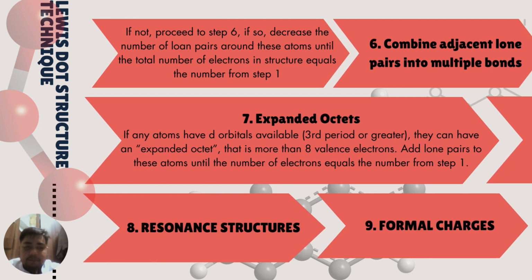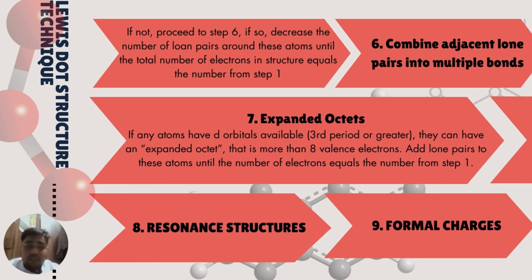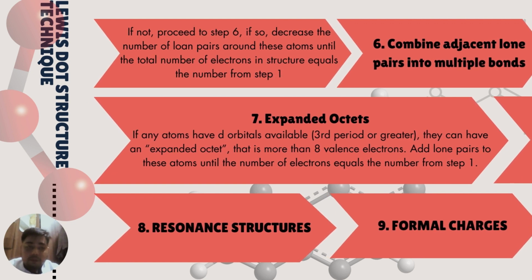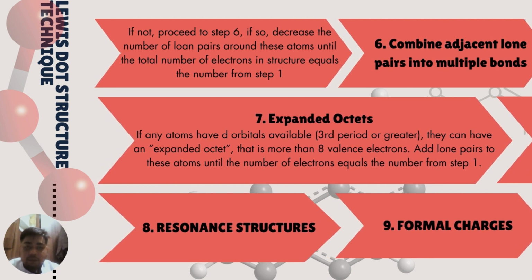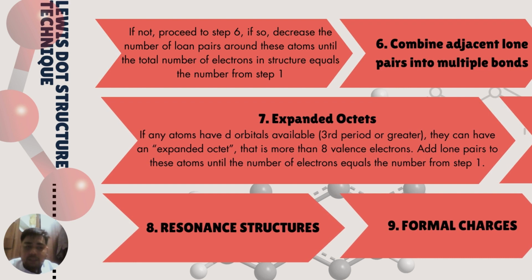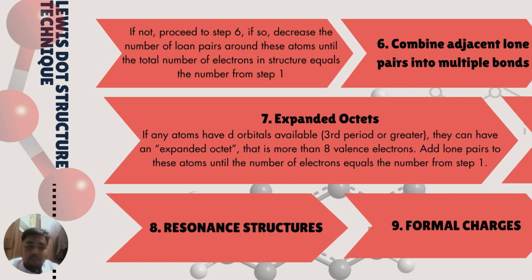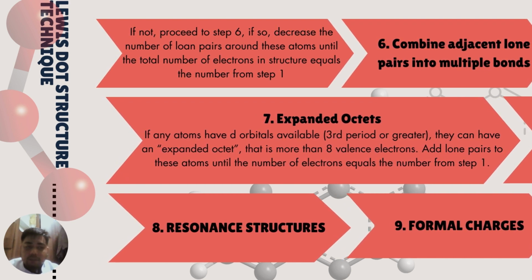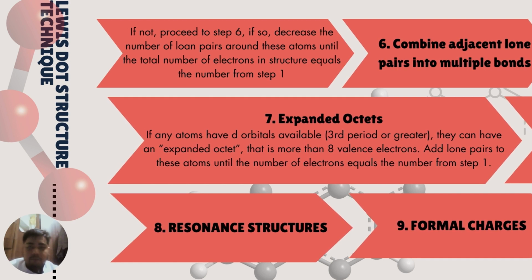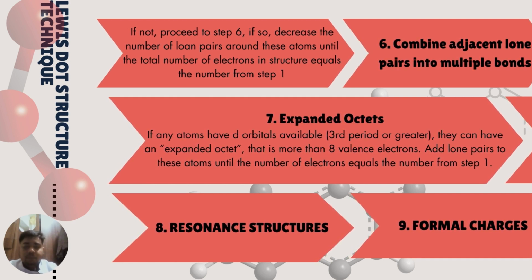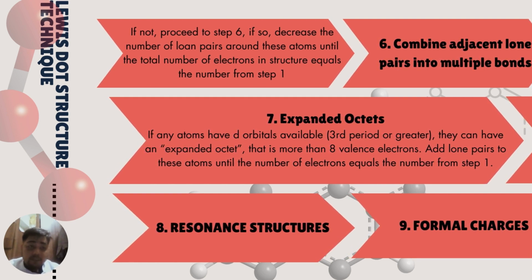The seventh step is the expanded octet. If any atoms have d orbitals available, they can have an expanded octet, or greater than 8 valence electrons. We can add lone pairs to these atoms until the number of electrons equals the number from step 1. The eighth step is resonance structure.